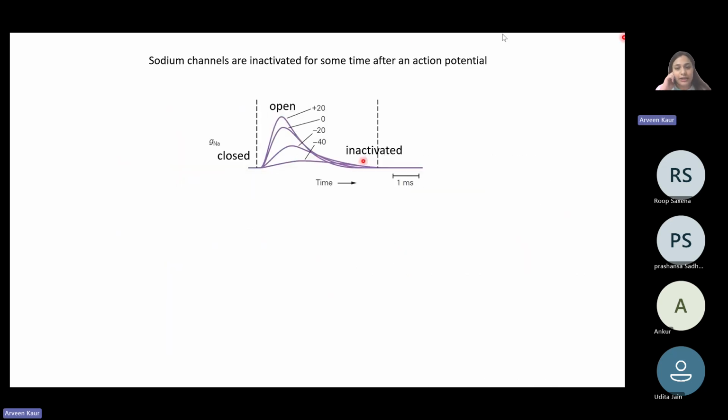So when sodium channels are inactivated after some time after an action potential, this is what happens. This is when they are open, and this is when they are inactivated.